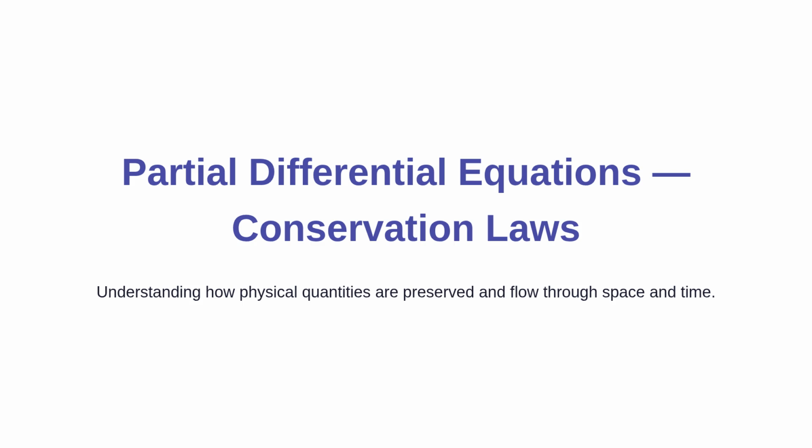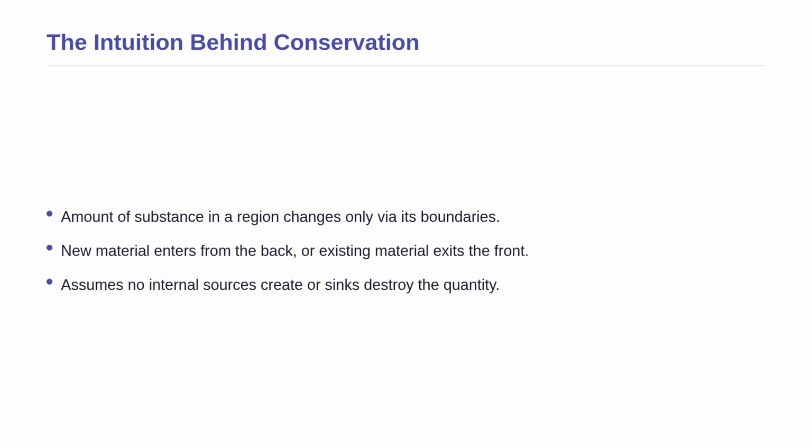Let us begin. Let us start with a simple picture. Imagine you are watching a busy highway from a bridge. If you look at a specific 1 mile stretch, the number of cars inside can only change in two ways. Cars enter from behind or they exit from the front. Cars do not magically appear or vanish. This everyday observation is the heart of a conservation law.